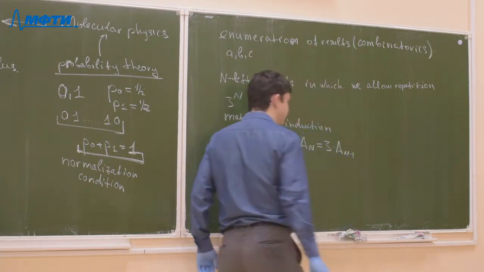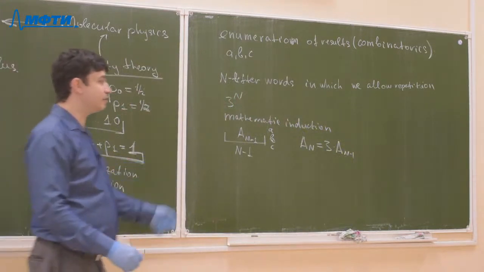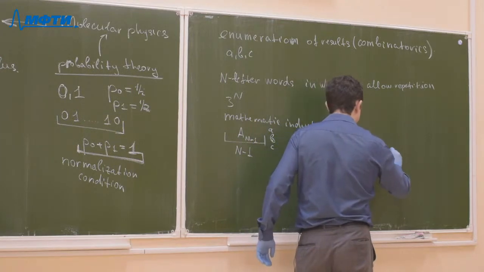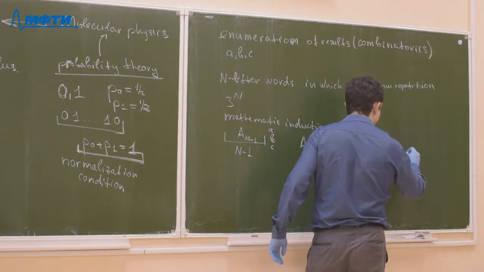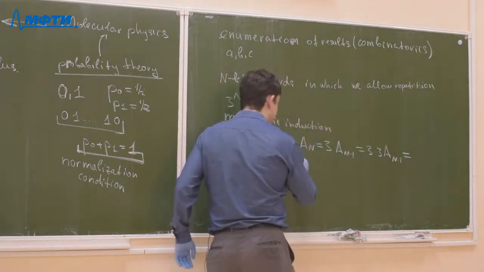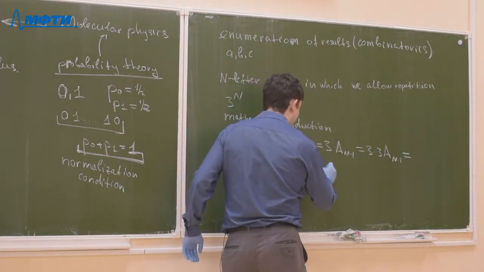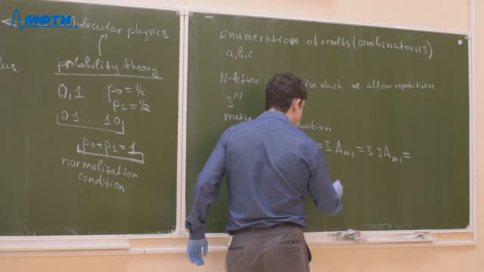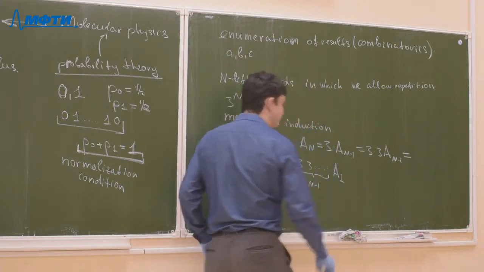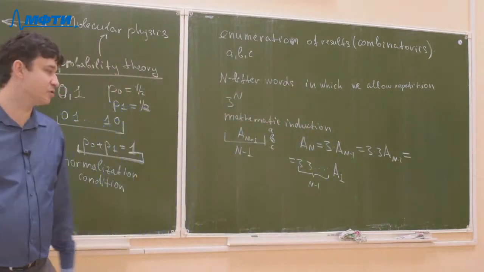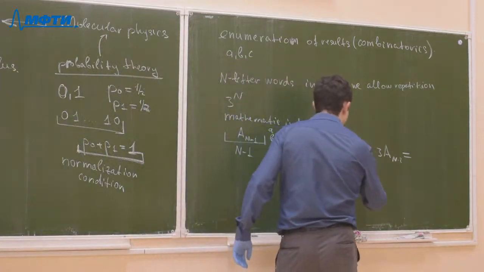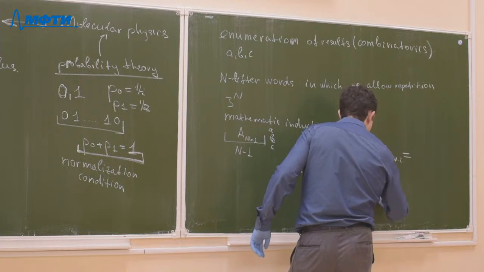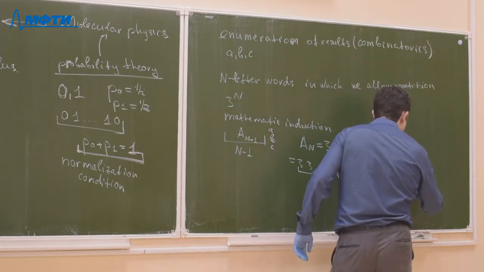A n-1. And then we can continue expanding this equation. So we can say that this is 3 multiplied by 3 multiplied by a n-2, and so on and so forth. So we can have here n-1 threes multiplied by a1, which is the number of words which can be composed of 1 letter. And altogether we will have 3 multiplied by 3 n times, which is exactly 3 to the power of n.